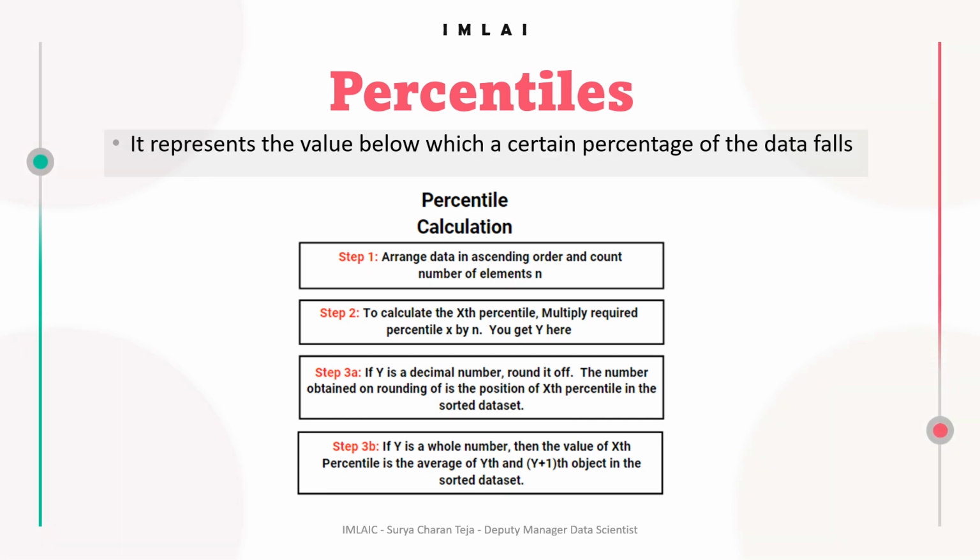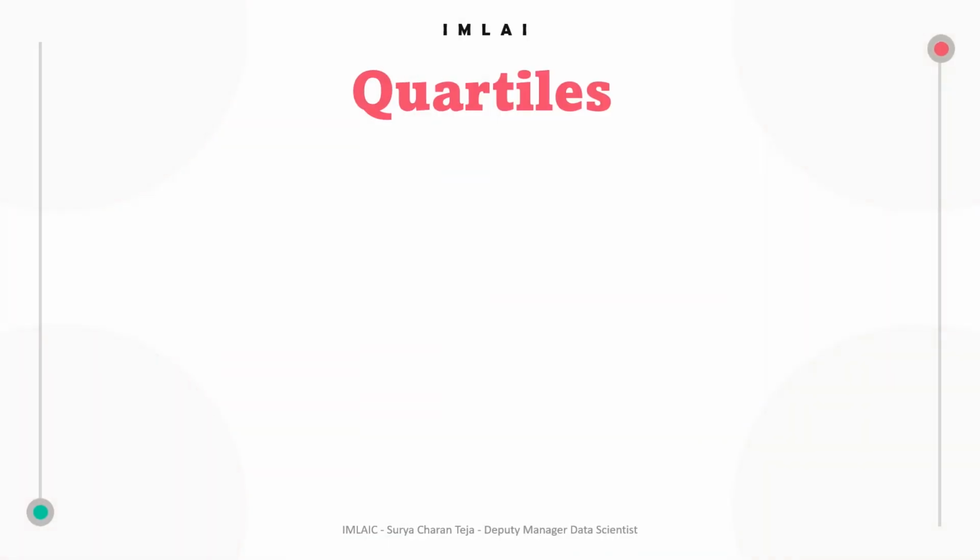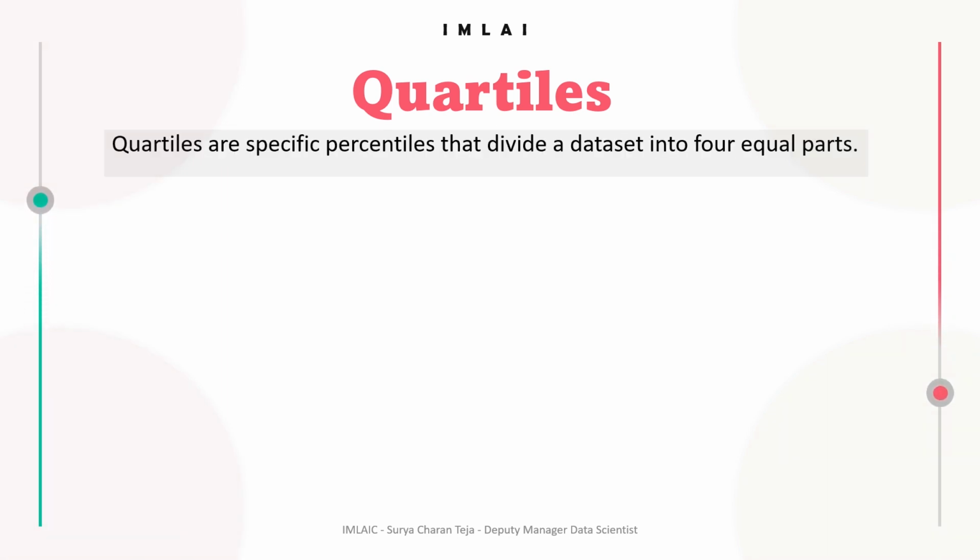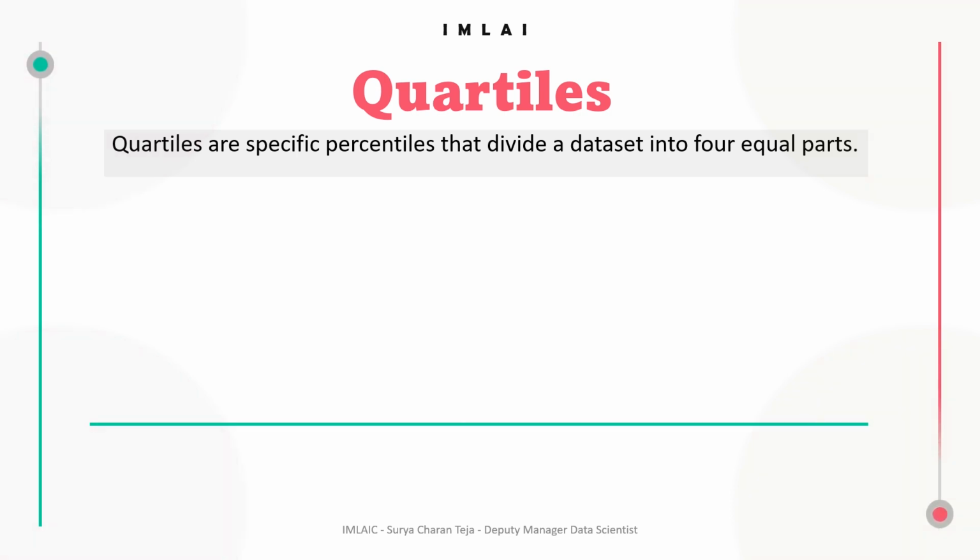Now let's move on to the quartiles. Quartiles are specific percentiles. Quartiles are nothing but specific percentiles that divide a data set into 4 equal parts. Let's take this example. This is the overall data set. You might have 100 records. Let's divide these 100 records into 4 parts.